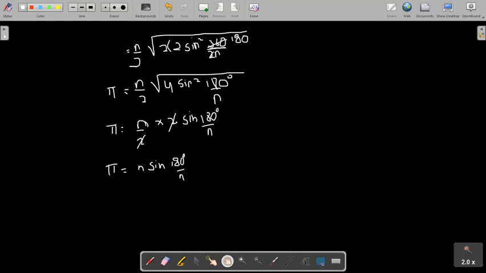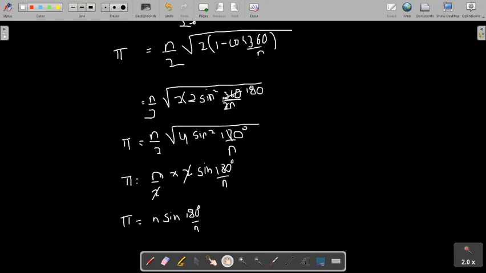Now if we wanted a better and better approximation of pi, we would need to increase the number of triangles, and if we increase the number of triangles, the angle would get reduced by that number. So if we were to take n equals 36, we would get theta equals 360 divided by 36, and that would be equal to 10. If we take more n, we get a better approximation of pi, and that would give us the circumference of the circle.